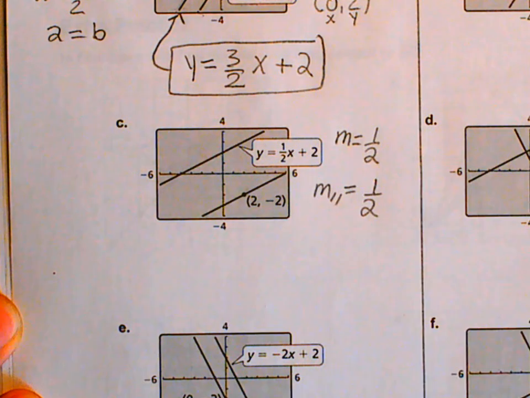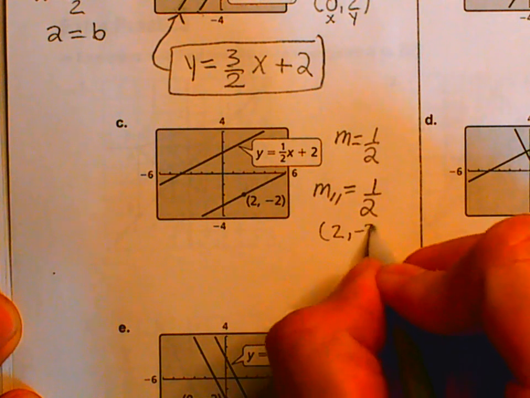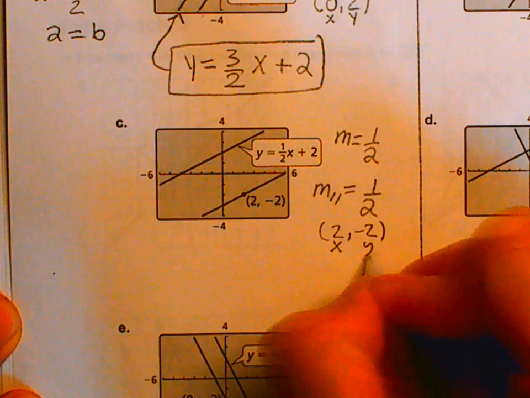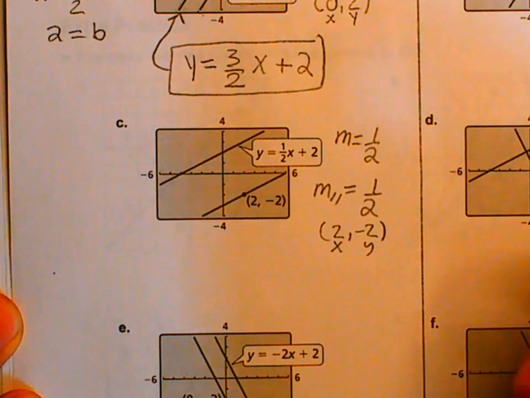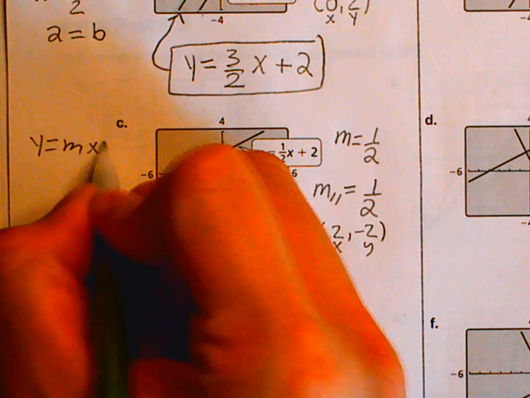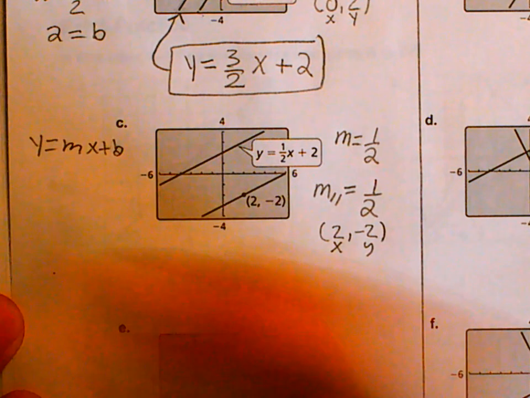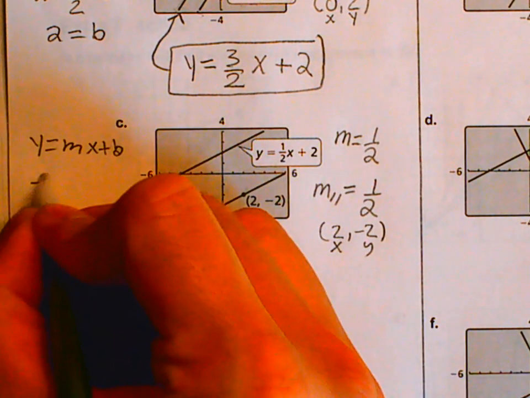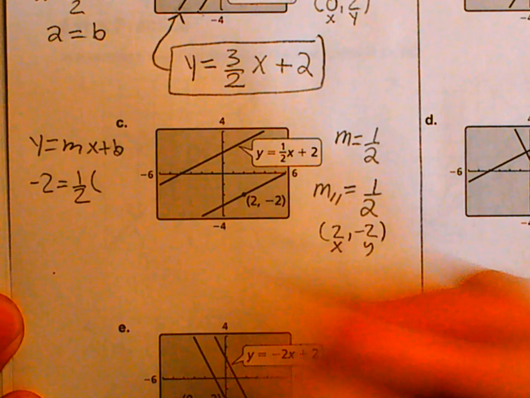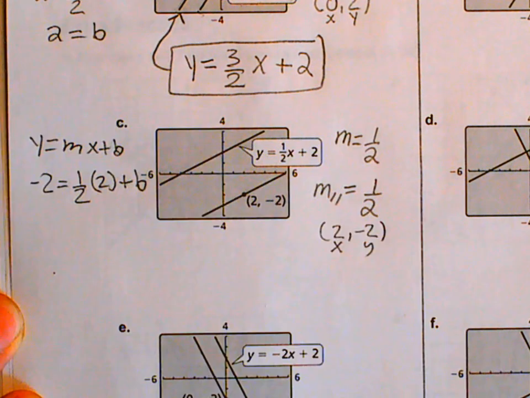Okay? Now the coordinate that it needs to go through is (2, -2), which is going to be my x and y. So what I'm going to do is plug those values into my equation. So that's just going to go in there. The value of y is -2. The value of the slope is 1/2. The value of x is 2. And then I'm looking for b.